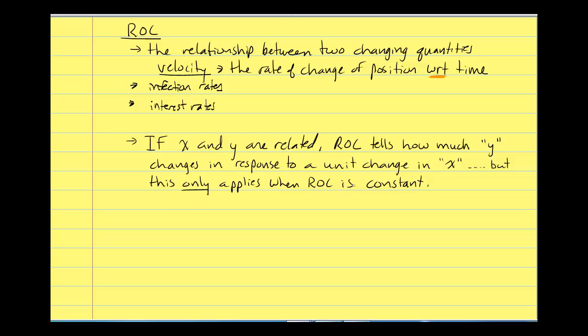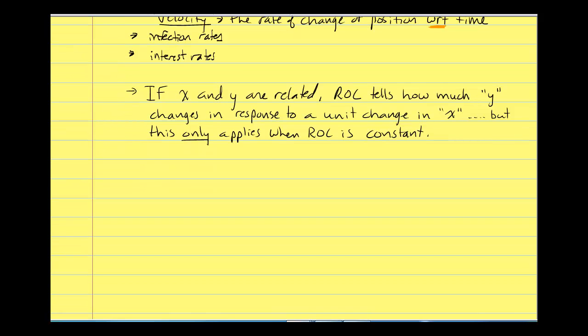If x and y are related, so something like position and time are related somehow, the rate of change tells us how much y changes in response to a unit change in x. So this would be something like 27 miles per hour. Okay, so how much y changes, 27 miles, in response to a unit change in x. Unit changes in x would be, let's say, 1 hour in that case. But again, this only applies when rates of change are constant. So let's go ahead and look at a pretty basic short problem that assumes rates of change are constant.